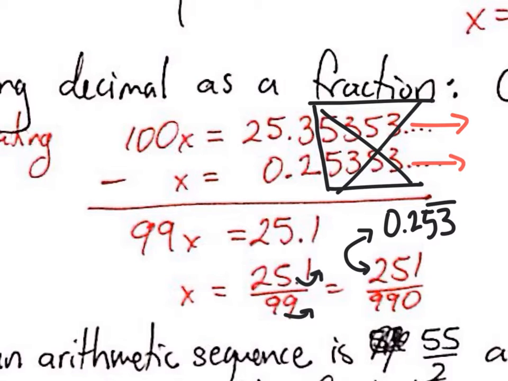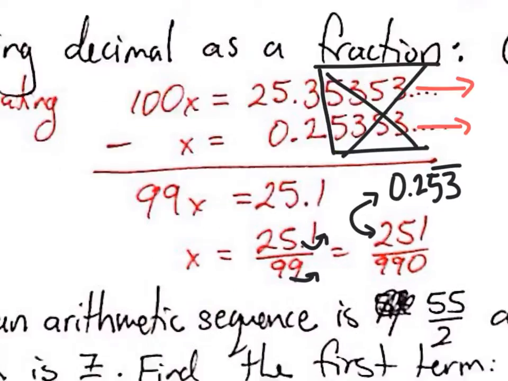So that will always work. Just know how to multiply it by 10 or 100 or 1,000 or 10,000, and then you're going to end up subtracting, and things will cancel, and then you can divide. And you're usually dividing by 9 or 99 or 999 in that last step.